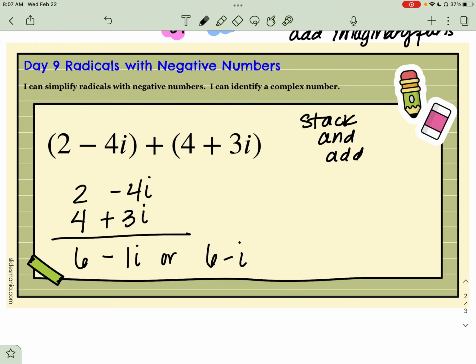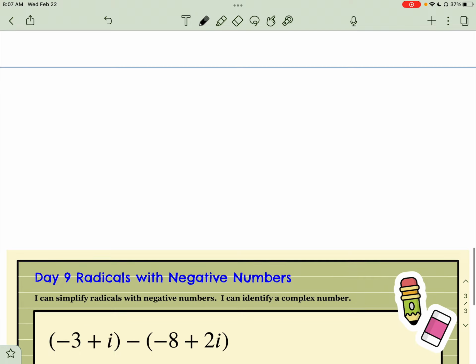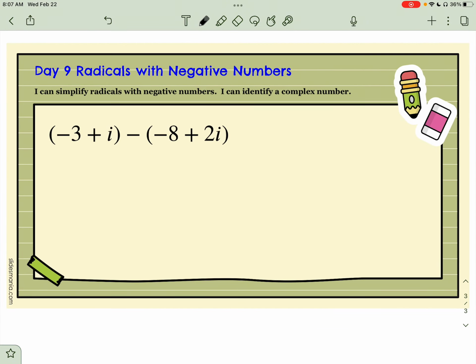You're just going to stack, add the real parts together, add the imaginary parts together, and in the end, you give me a number that looks like this, which is that complex number, that a plus bi. The biggest difference is when you subtract. So when you subtract, you need to distribute the negative first. Okay, so I'm going to do that here in my example.